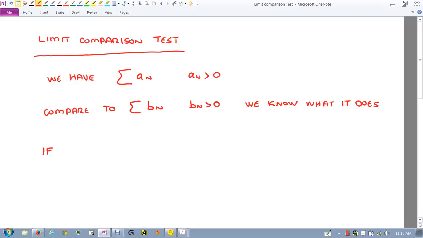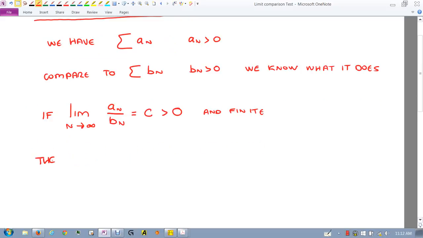If the limit as n goes to infinity of a sub n over b sub n equals some constant which is greater than 0 and finite, then the conclusion is this. Then whatever b sub n does, the series of a sub n does the same.